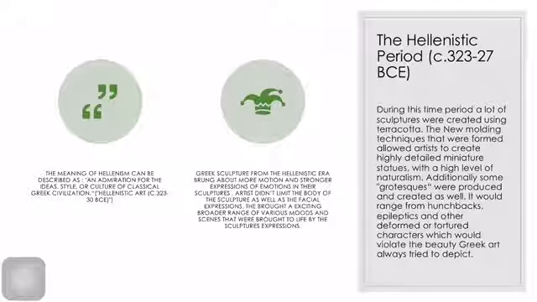These would range from hunchbacks, epileptics, and other deformed or tortured characters, which would violate the beauty Greek art always tried to depict. Now, when you look at Greek art, obviously you see a lot of perfection, meaning the perfect athletic body, the perfect leader, bravery, things like that. Things that they considered characteristics of a good leader, of a good man, of a good woman, things like that.